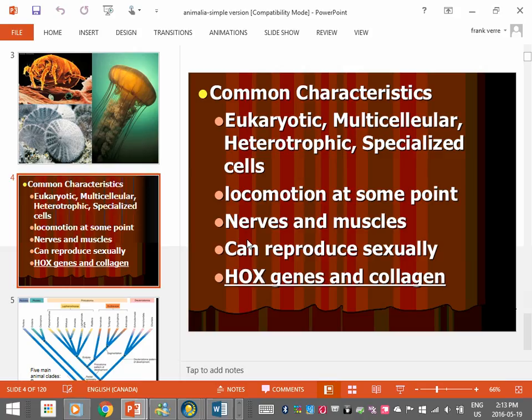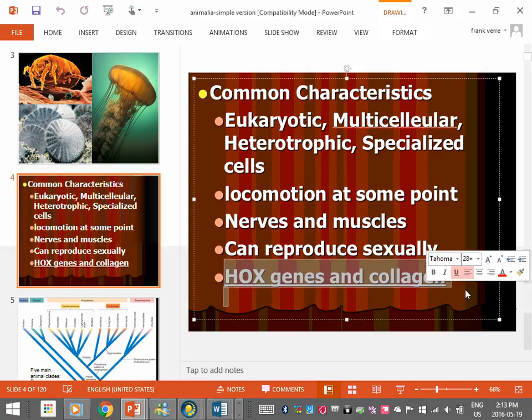So it's actually really hard to know what defines an animal. If you look at their genetics, animals have what are called Hox genes, which we talked about, right? Those are genes that build a body plan. And they also contain something called collagen. Do you guys know what collagen is? It's a very important protein in your body to hold you together.